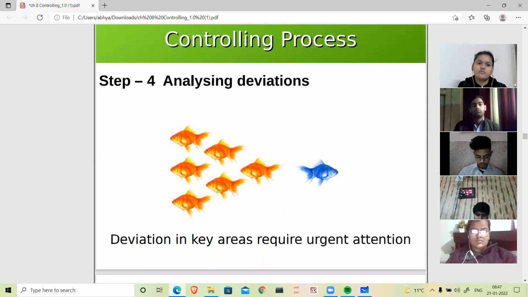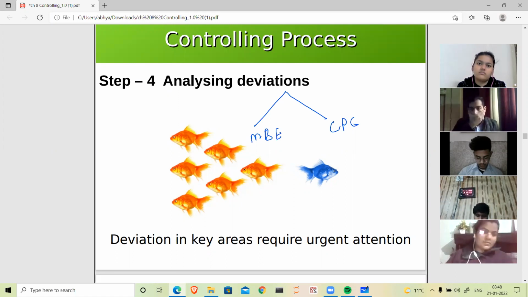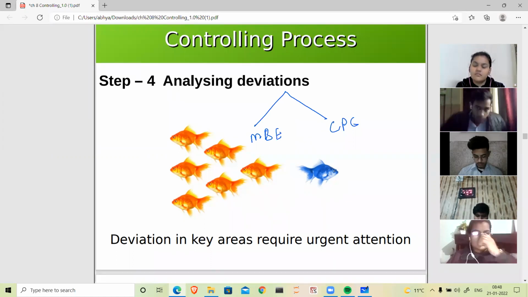Here I told you two techniques are there to analyze the deviation. The first technique is MBE, management by exception, and the other technique is CPC, critical point control. Both techniques are so important that they can come as a 3 or 4 marker question in a separate question, not as part of the process. They can come as an individual question: write a short note on management by exception, explain CPC. So with the help of examples, you have to explain these two techniques.